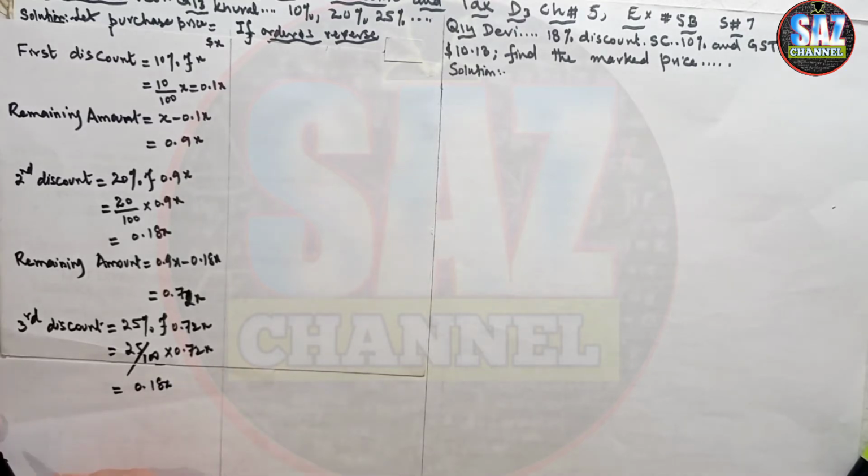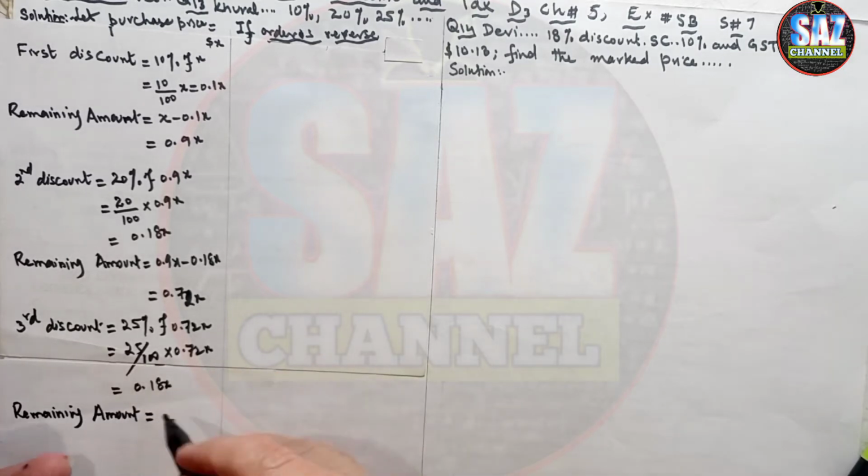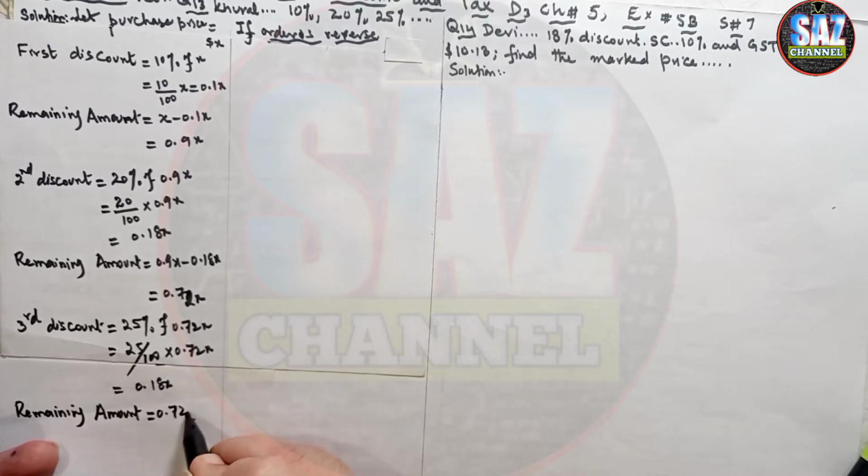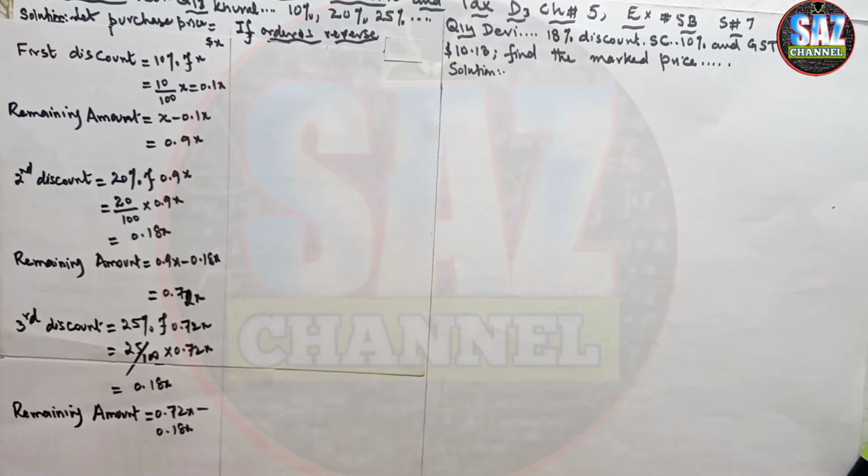Now the remaining amount that he has to pay equals 0.72x minus 0.18x, and 0.72 minus 0.18 is 0.54x. 12 minus 8 is 4, and 6 minus 1 is 5. 0.54x is the amount that he has to pay if he is getting the sofa set in this order.